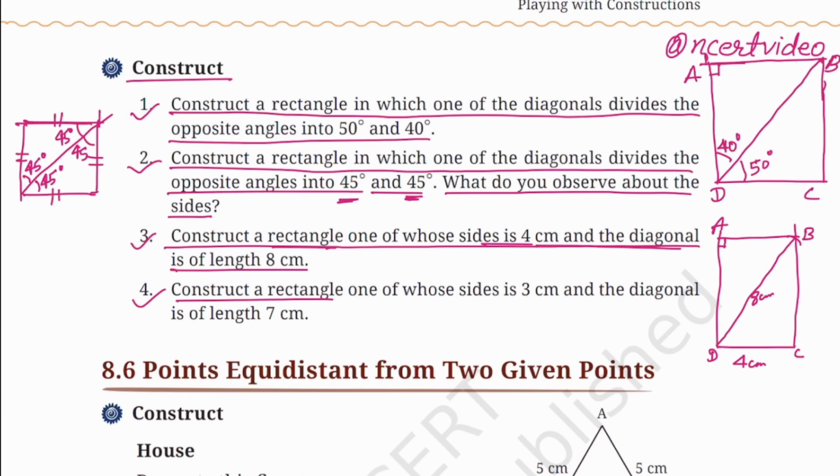4. Construct a rectangle, one of whose sides is 3 cm and the diagonal is of length 7 cm. Try doing this.